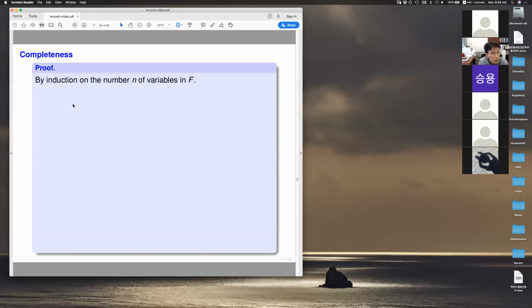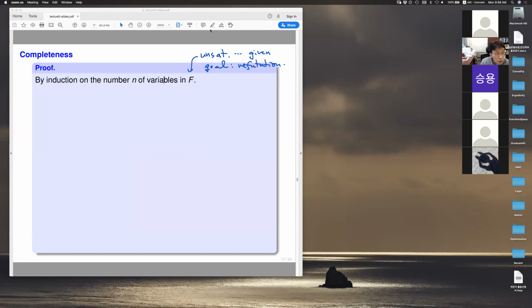So the proof is done by induction on the number of variables in the formula F. Given a formula F, there will be a fixed finite number of propositional variables, so we're going to do induction on the number of variables. Our assumption is that F is unsatisfiable. We start from an unsatisfiable F, and our goal is to construct a refutation. In other words, our goal is to derive a box.